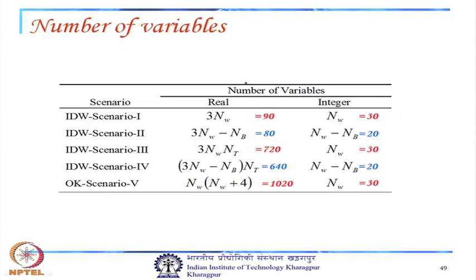So, with so many variables, it is giving a guaranteed optimal solution, because our optimization problem is linear in nature, and our approach is also proper. That is why it is giving a guaranteed global optimal solution. You can see that the ordinary kriging scenario has 1020 real variables and NW, that is 30 integer variables. In the last case, we have 1020 real variables and these 30 integer variables.